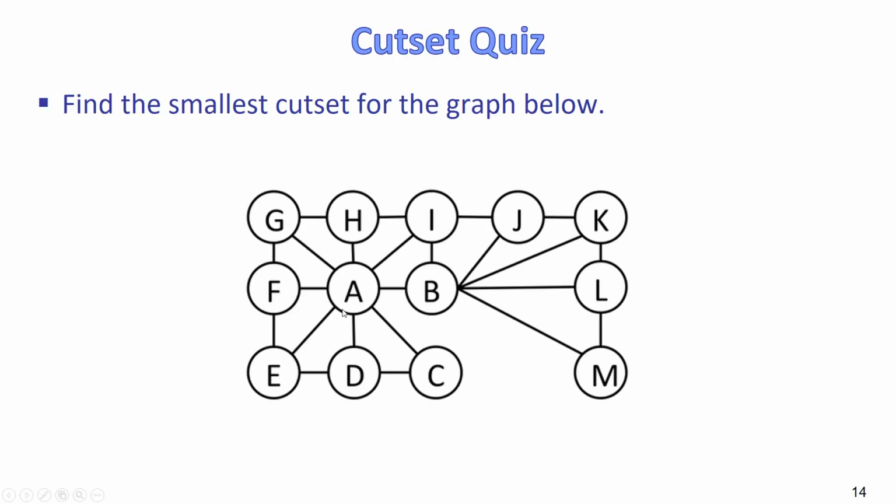Let's see. If we remove A only, what will happen? We will get rid of all of these cycles, but these are still there. So if we remove both, then we will just have these boundary nodes, and we will not have any cycles. So A and B now is the smallest Cutset. Thanks, Faisal. If we remove A and B, then we have to condition them. We have to instantiate them.